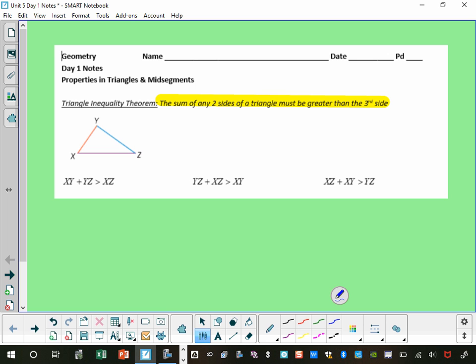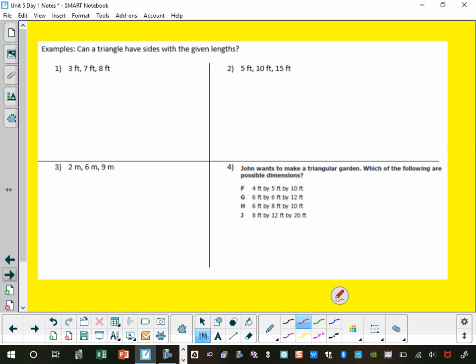If we look below that, this is the part that I told you was going to be a repeat. Let's practice this some more. It says, can a triangle have sides with a given length? What I want to check for first is that my numbers are in order. 3, 7, and 8. Is that in order from least to greatest? Let's rewrite that: 3, 7, and 8.